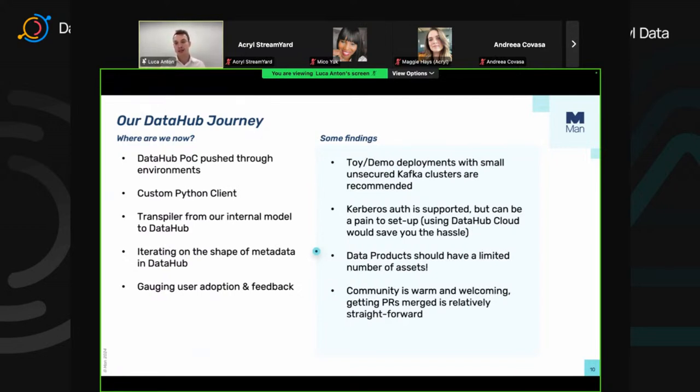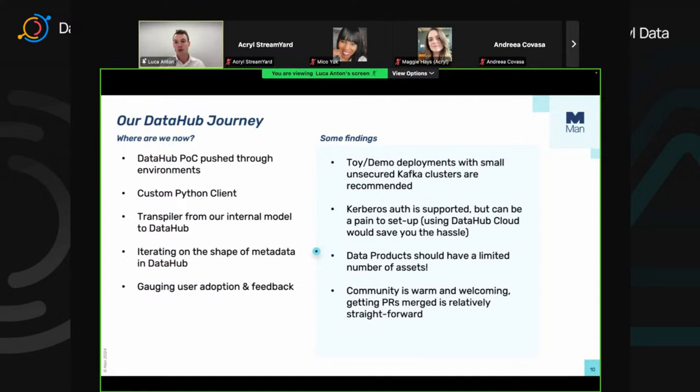And actually, at this stage, it might be worth noting that if you use something like DataHub Cloud, a software as a service solution, you wouldn't have to deal with any of these deployment issues. Next up, if you do use data products, they're actually quite neat, but it would be better if you stick to a relatively low number of assets. If you have too many assets in a data product, then it ends up creating really large messages on Kafka.